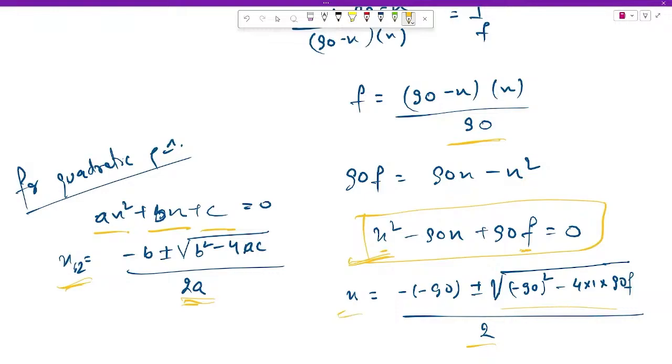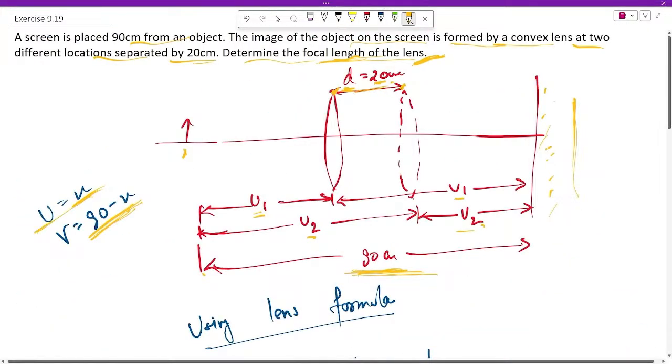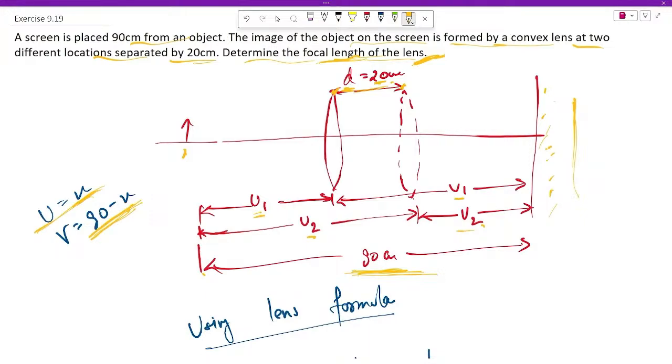We know that x is the solution for the value of u, that is the distance between the object and the lens. We also know that the difference of the positions that we have taken earlier, u2 minus u1, would be equal to d, that is the distance of separation, 20 centimeter. So u2 minus u1 equals 20 centimeter, or the first solution minus the second solution equals 20 centimeter.